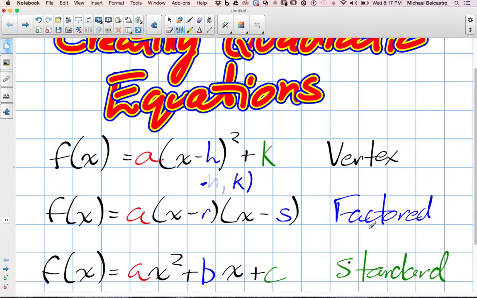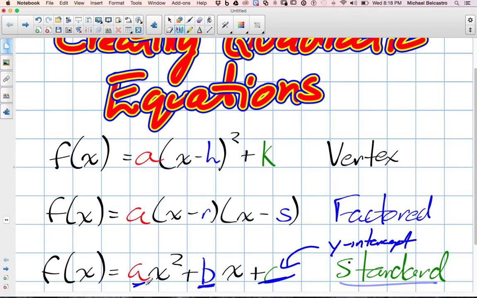Factored form is easiest when you're being given x-intercepts. That's because the r and the s value are essentially representing an x-intercept, where a parabola crosses the x-axis. Standard form, the one coordinate that's really helpful is the c, which is a y-intercept, but it doesn't give you a lot of info about how to solve a and b. Hence why standard is really hard to make.